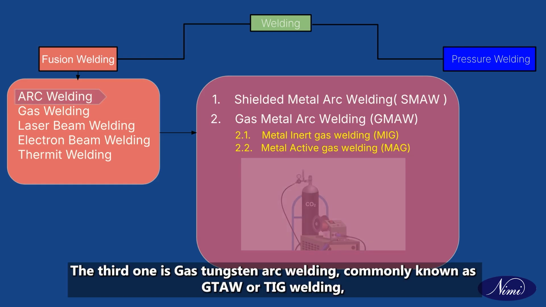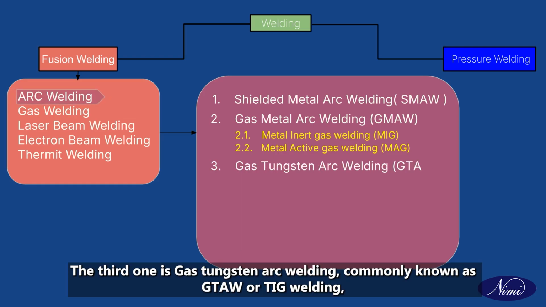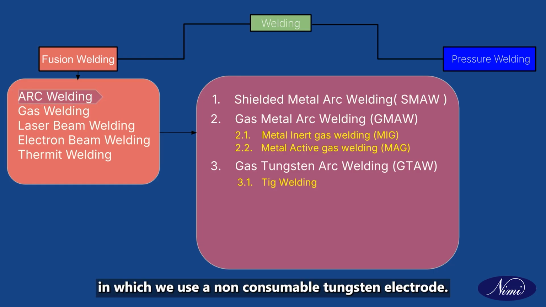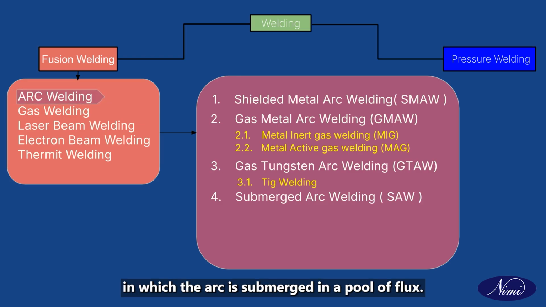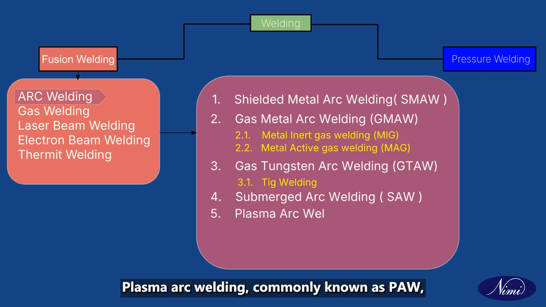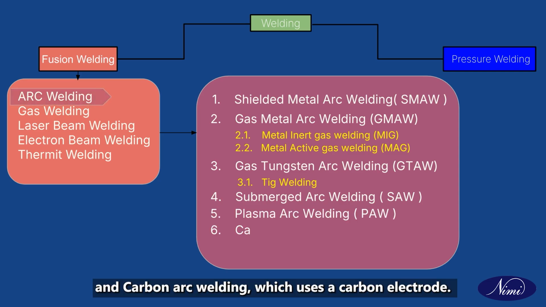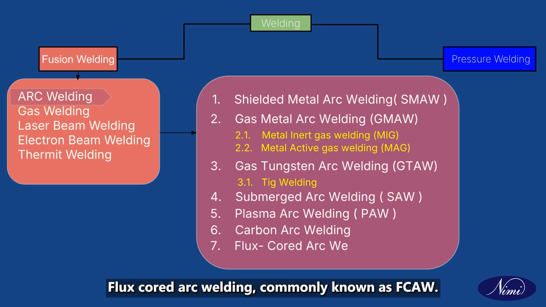The third one is gas tungsten arc welding, commonly known as GTAW or TIG welding, in which we use a non-consumable tungsten electrode. Next, submerged arc welding, commonly known as SAW, in which the arc is submerged in a pool of flux. Plasma arc welding, commonly known as PAW, and carbon arc welding, which uses a carbon electrode. Flux cored arc welding, commonly known as FCAW.